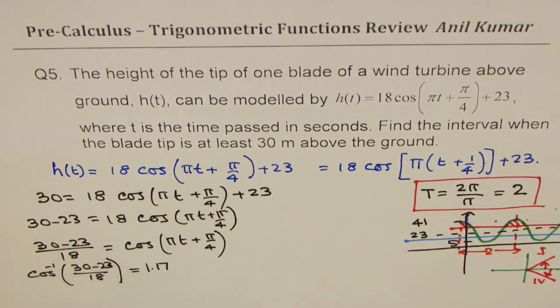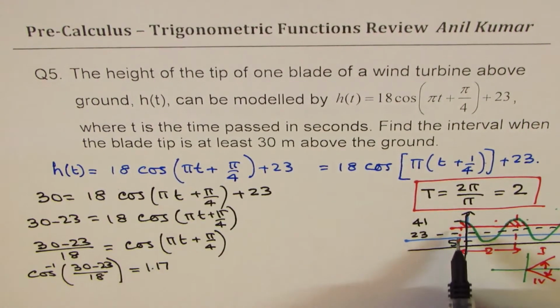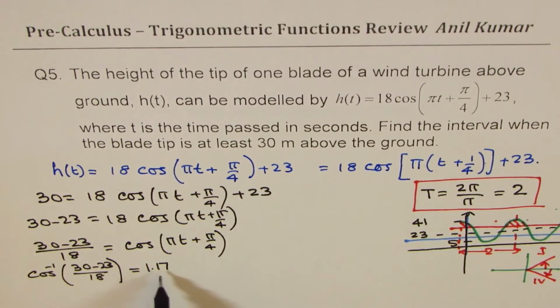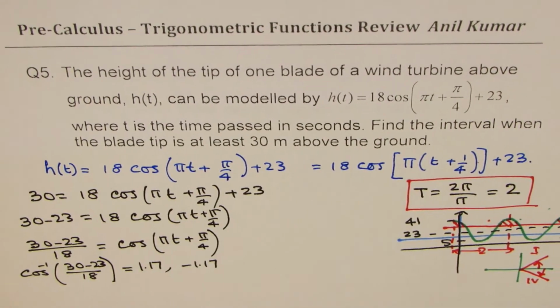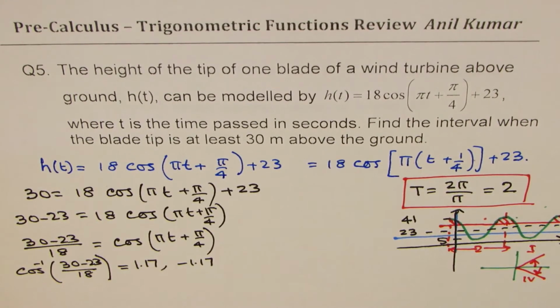So cos inverse is this. As you see, the angle we have to take is, you will see from here, plus and minus, because even in the minus side it is positive. You get my idea, right? So that is what it is. So let me write this as either positive or negative 1.17.